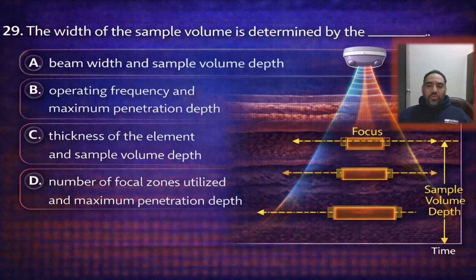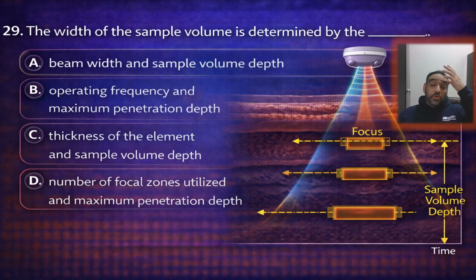B, the operating frequency and maximum penetration depth. Well, remember, operating frequency affects resolution and penetration. Maximum penetration depth affects imaging depth. So neither directly determines the lateral width of the sample volume. C, the thickness of the element and the sample volume depth. Element thickness affects frequency via resonance, so it does not determine beam width. Beam width depends more on aperture size, focusing, and depth. So this one mixes concepts incorrectly.